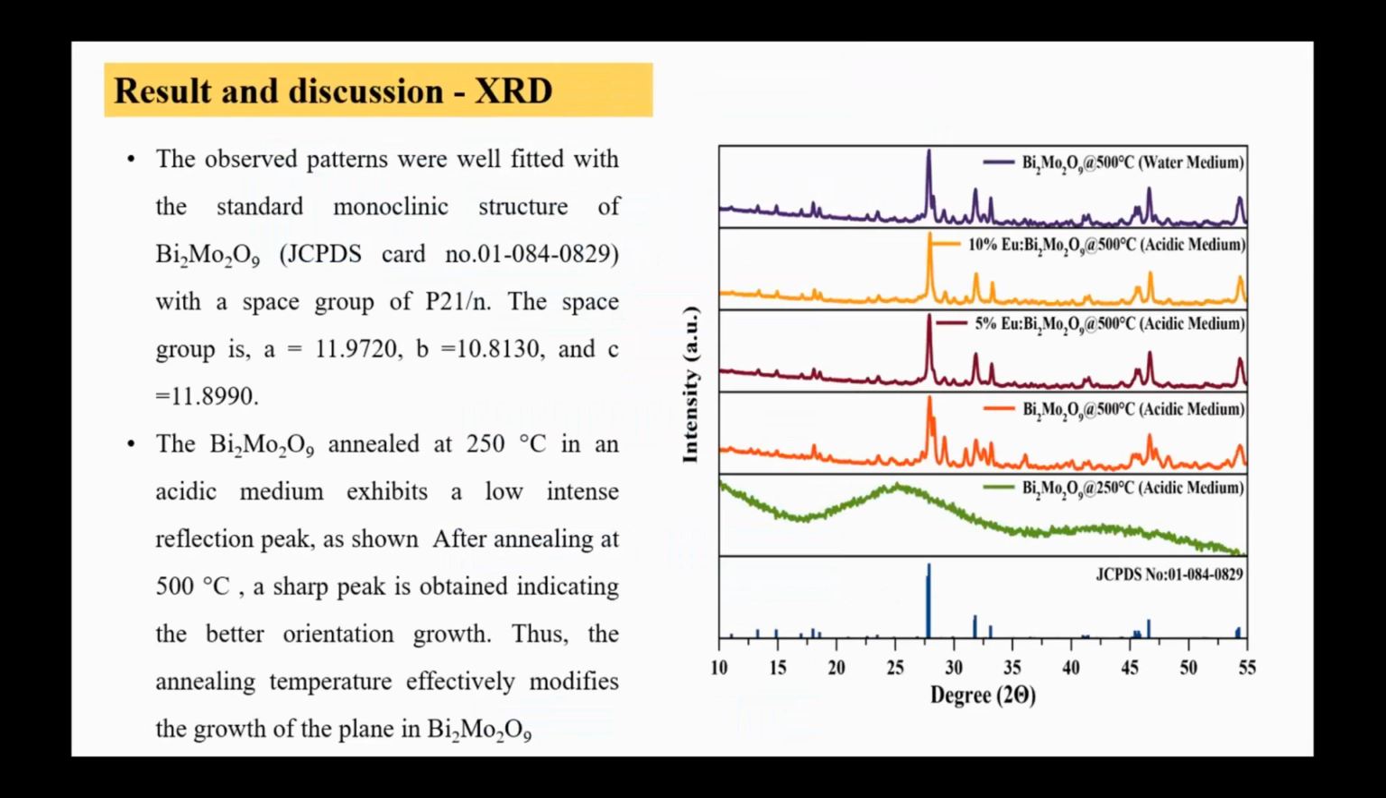And moving to the discussion, first, we have taken an XRD analysis for structural confirmation. The observed patterns were well fitted with the standard monoclinic structure of the bismuth molybdate phase, with a space group of P21/n, and its lattice constants are given as a equal to 11.9, b equal to 10.8, and c equal to 11.8. We can see that the bismuth molybdate annealed at 250 degrees Celsius in acetic medium exhibits a low intensity reflection peak, but after annealing at 500 degrees Celsius, a sharp peak is obtained, indicating better orientation growth. Thus, the annealing temperature modifies the growth of the plane in bismuth molybdate.